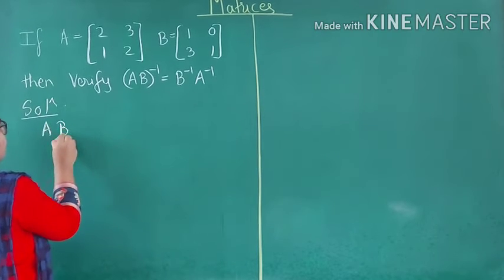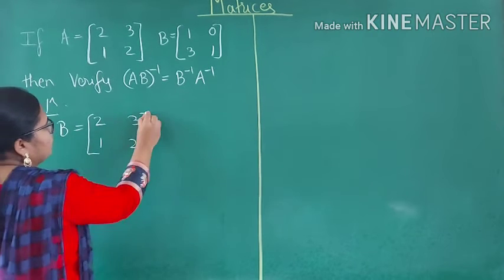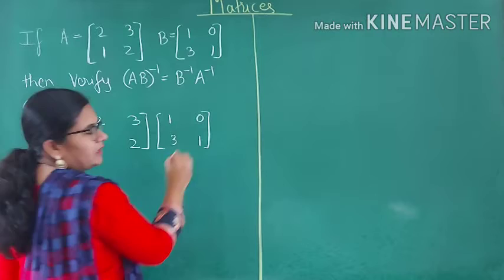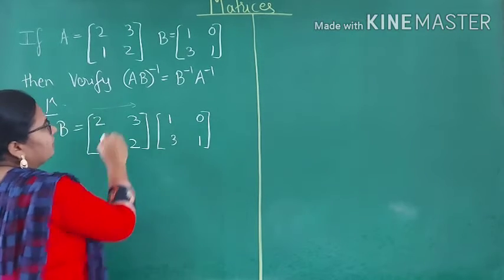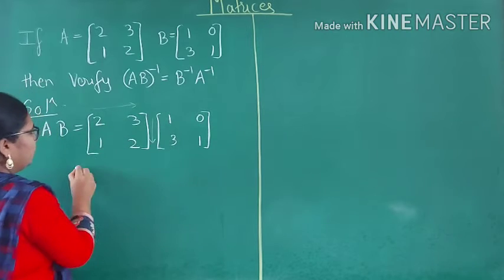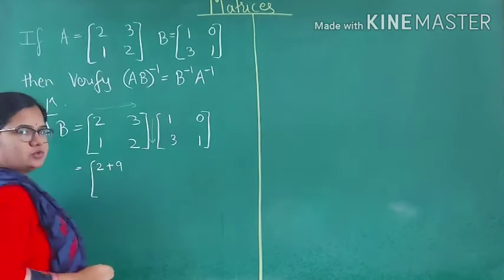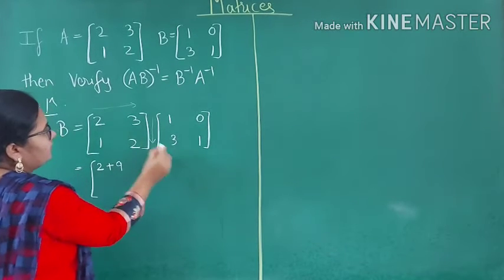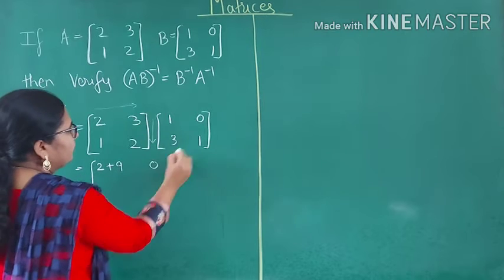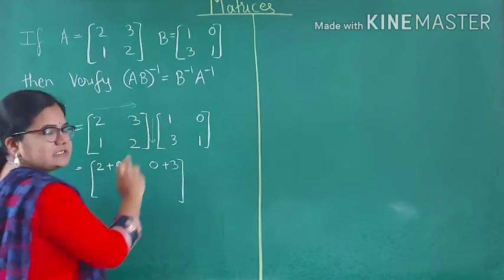So A into B will be equal to matrix A, which is 2, 3, 1, 2, and matrix B, which is 1, 0, 3, 1. We know that for matrix 1 we have to go row wise and for matrix 2 we have to go column wise. So 2 into 1 is 2 and 3 into 3 is 9, so 2 plus 9 here. Then first row, second column: 2 into 0 is 0 and 3 into 1 is 3.